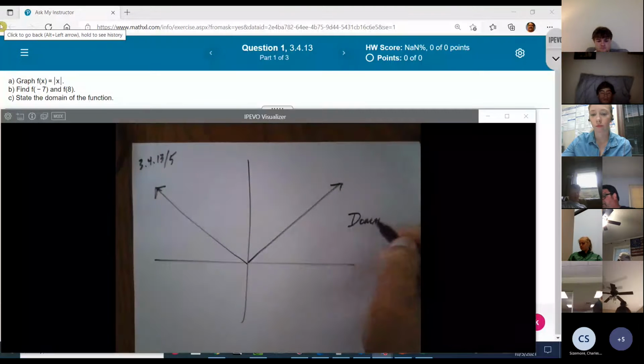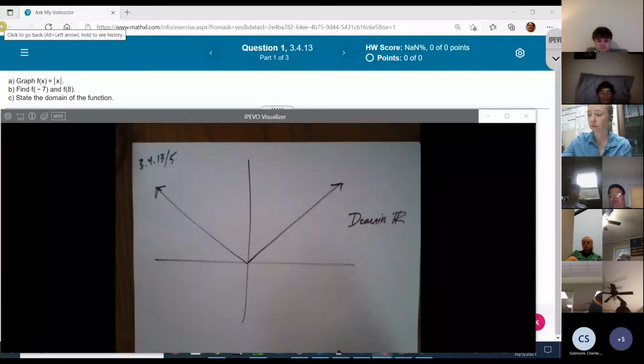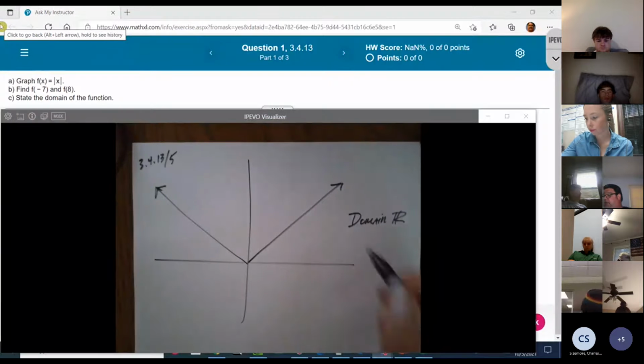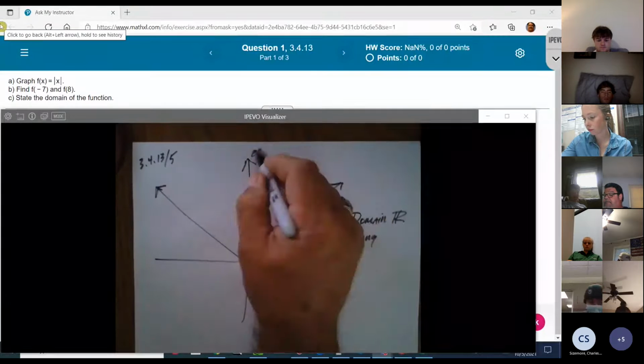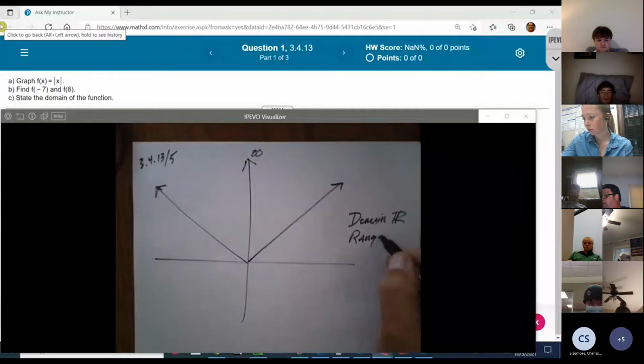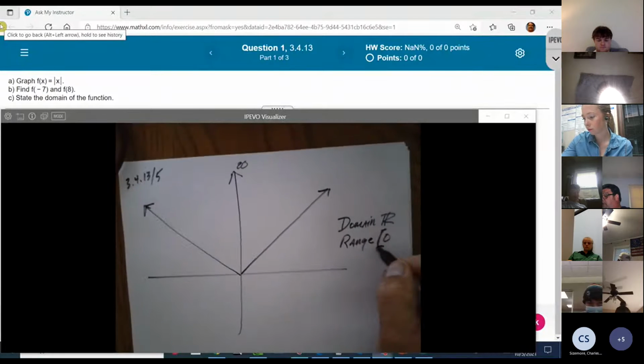Domain is all real numbers. Remember, I told you, domain is going to be all real numbers unless you're dealing with a fraction or a radical. Range is from 0 to infinity.